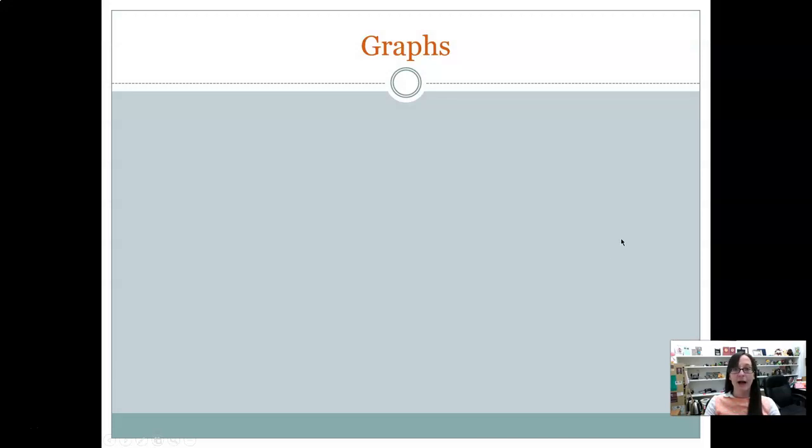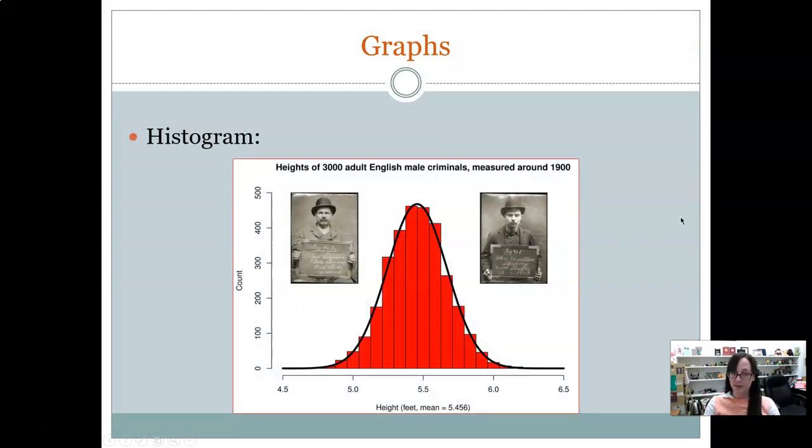So then a histogram is another kind of graph we can use, and it's like a bar chart, but you would have a count. So you have a count on the side here. Really it's like frequency. A histogram is about frequencies. And so we're back to only one variable at a time. In this case, it's the height. So we're looking at heights of 3,000 adult English male criminals measured around 1900.